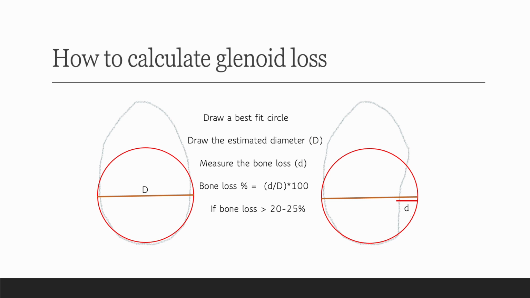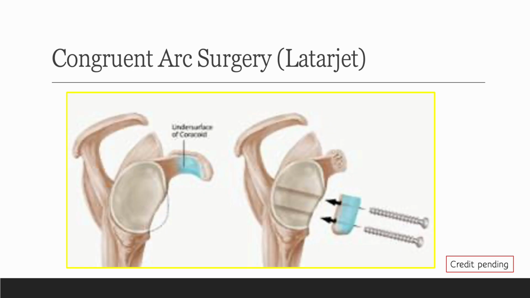And if you have bone loss that is greater than 20 to 25%, then those are patients who will typically not benefit from just arthroscopic surgery and may need also to get a bony reconstructive surgery. So what is the bony reconstruction surgery? Most of the time what they do is they take a piece of the undersurface of the coracoid and they stick it back here with 2 screws. And that is something called a Latarjet surgery. And that's how they reinforce the anterior inferior glenoid.